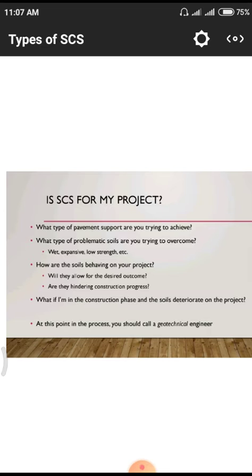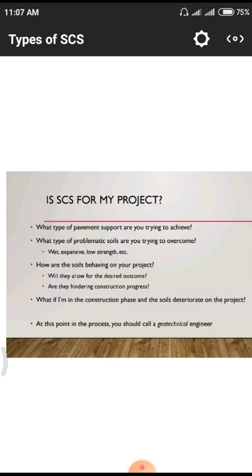The next condition is, how are the soils behaving on your project? That means after stabilization is over, what is the behavior? Whenever load is transferred to the soil, in which manner is the surface reacting? We also have to observe those conditions. Why? Because we need to give feedback, otherwise there may be problems. We have to observe the conditions and give feedback to our construction workers.